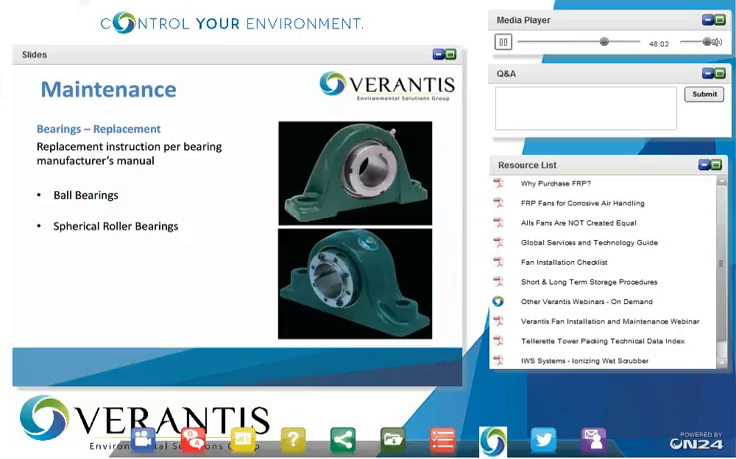Replacement bearings are available. You want to replace the bearing per the manufacturer's instructions. And if you have any questions, contact Verantis. We're more than willing to help out, whether you're changing the ball bearing or spherical. We'll work with you, explaining the best way to change that bearing.